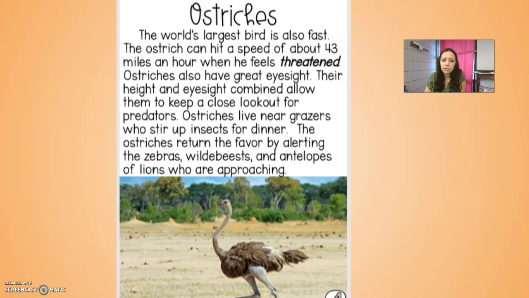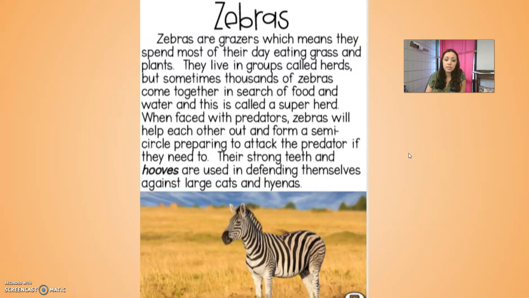Ostriches live near grazers who stir up insects for dinner. So grazers are animals like zebras that sit and graze and eat the grass. And so when they do that, it stirs up the dust and insects, and the ostrich comes behind them and picks all those insects up. The ostriches return the favor by alerting the zebras or wildebeest or antelopes of lions who are approaching. So they help and alert them. That's how they work together, those animals.